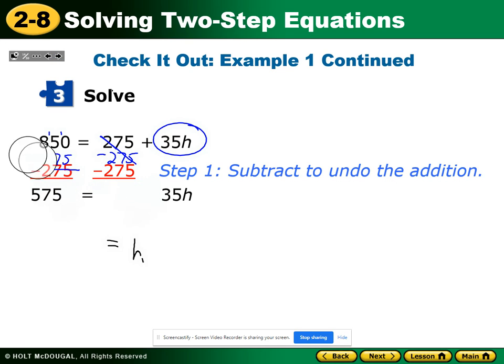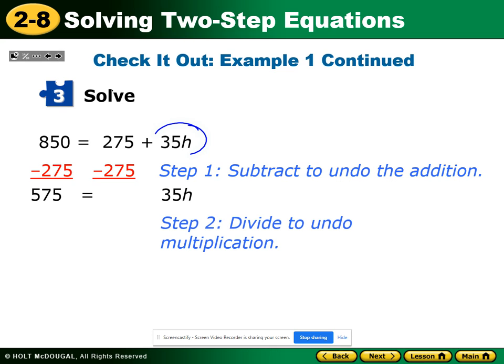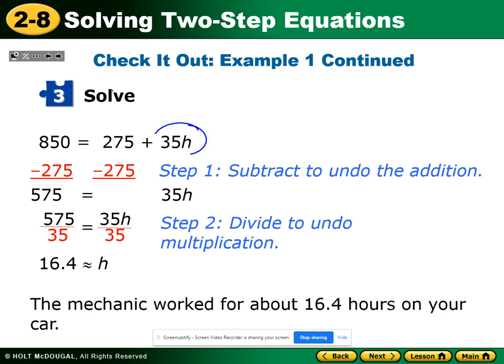And the first step they do, they get rid of that addition. Remember, they're working PEMDAS backwards as well. Then they have the multiplication. They do that division. 16.4 hours. You must have had something that took a lot of moving around to get to. All right. The car mechanic worked for 16.4 hours. So your labor cost, that $575, was a lot more than the parts cost this time.